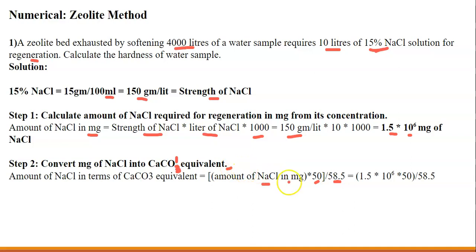So you can check those numericals. The value is 1.28 × 10^6 mg of calcium carbonate equivalent. So we have converted the amount of NaCl in terms of equivalence of calcium carbonate, and this is the amount.